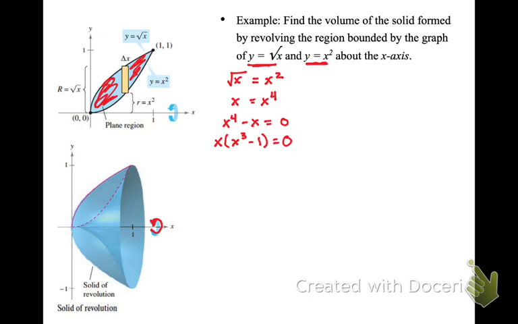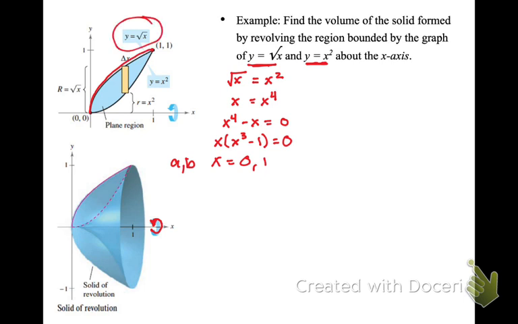So x equals what? 0 and 1. Okay, so my a and b are 0 and 1. Because they didn't tell me a and b, I have to find where they intersect. Now I need which function is on top. Looking at your picture, what function is on top?